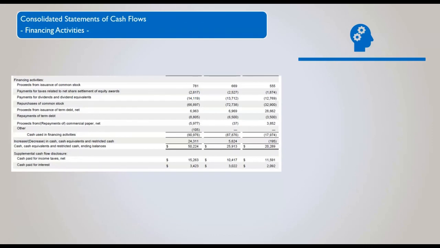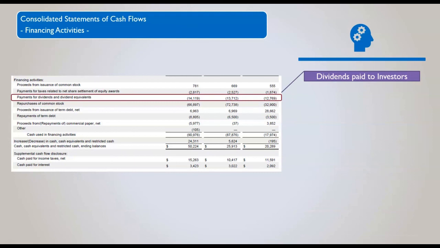The last part of the cash flow statement is the financing activities section. We can see that Apple paid dividends to its investors during the year of $14.1 billion in cash. And this was, in fact, higher than the dividends it paid out in 2018 and 2019.